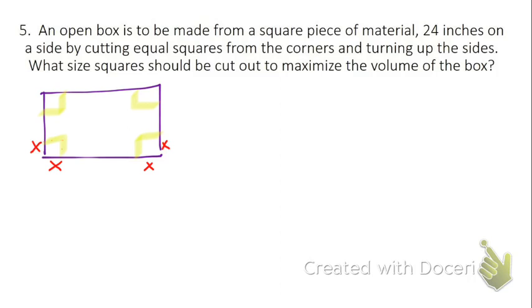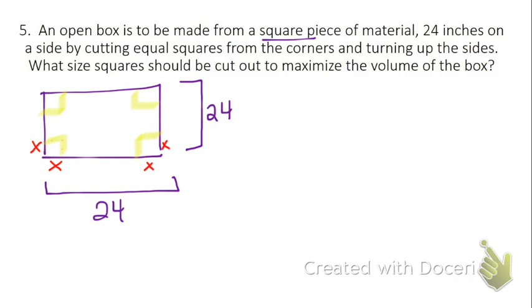Alright, so it says that we have 24 inches. The box is to be made from a square piece of material, 24 inches on a side. So what that right there is telling me is that each side is 24. Okay, so this whole entire side here is 24, and this whole entire side is 24 as well. So it must have been a square piece of paper or something, since it says square piece of material.